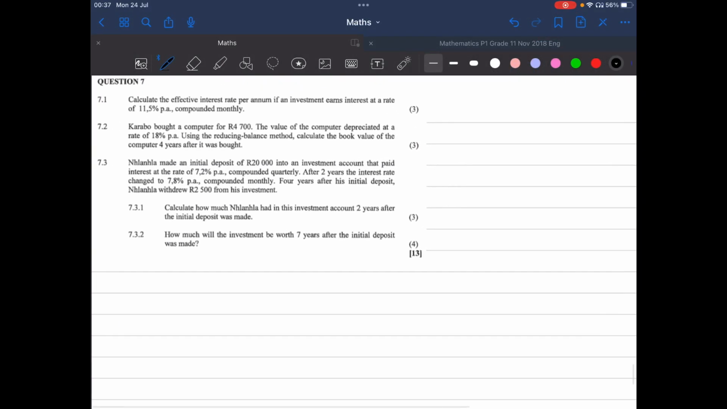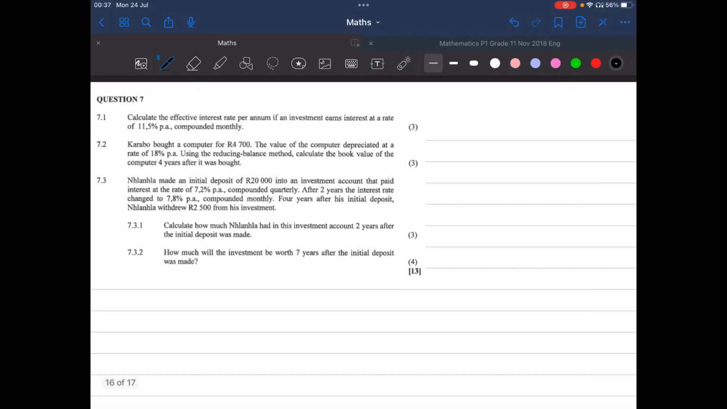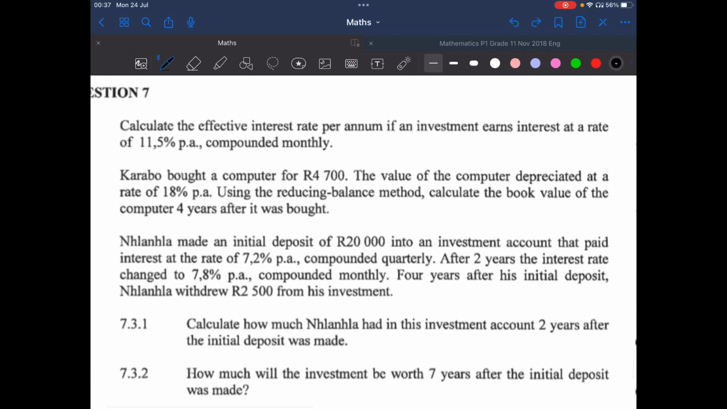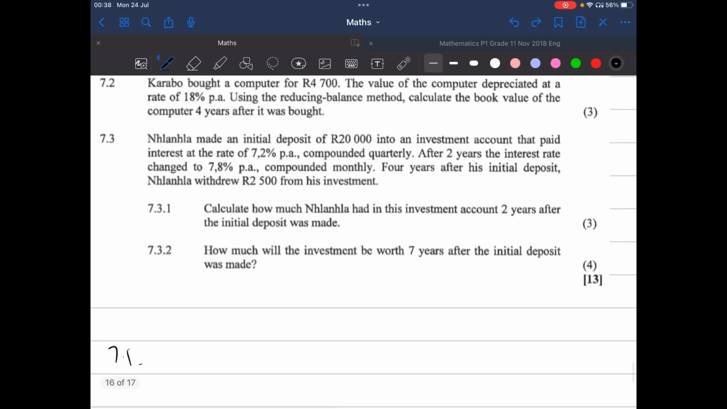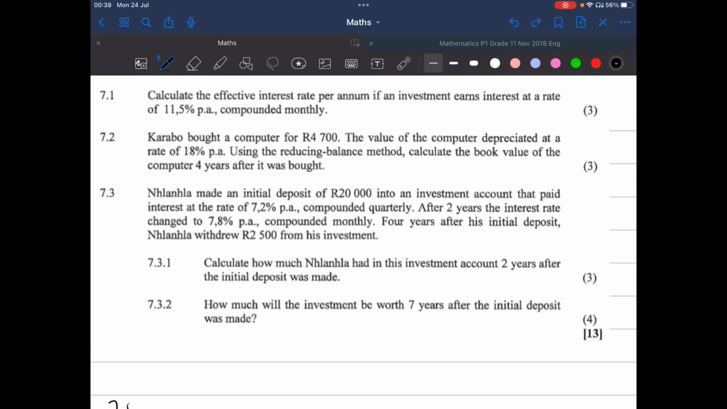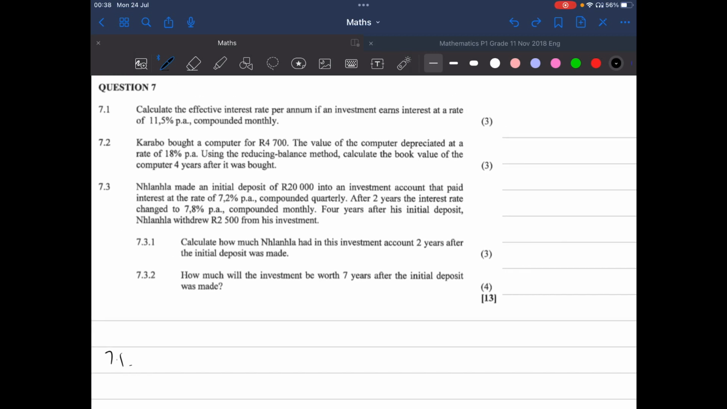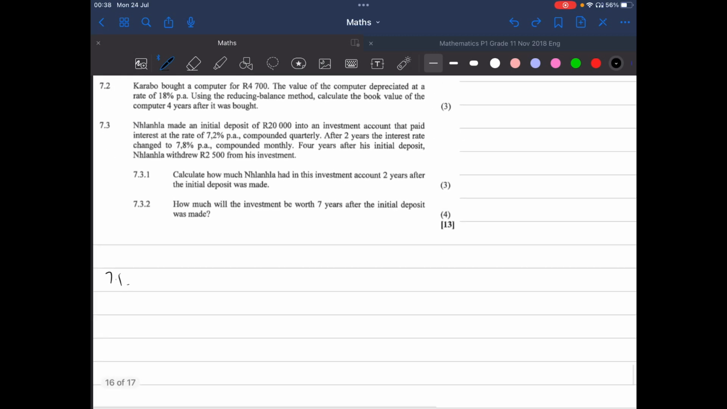Okay, let's now look at question 7, which is finance. Let's start 7.1. It says calculate the effective interest rate per annum if an investment earns an interest at a rate of 11.5% per annum compounded monthly. So what is effective interest? Effective interest is basically, if there was no compounding, how much would I actually have to charge the interest at? 11.5% per annum is when it's compounded monthly. Now, if I wasn't compounding it, what interest rate would I have to charge to get to the same total amount of interest? That's what effective interest is.